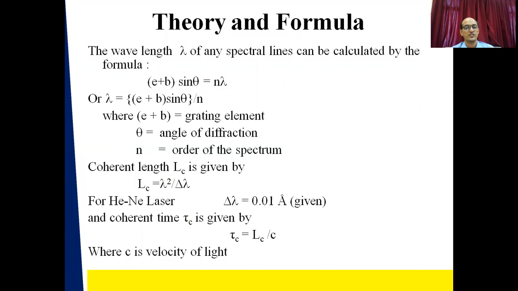Coherent length is given by Lc equals lambda square upon delta lambda, where delta lambda is given as 0.01 angstrom. Coherent time tau c is given by tau c equals Lc upon c, where c is the velocity of light.